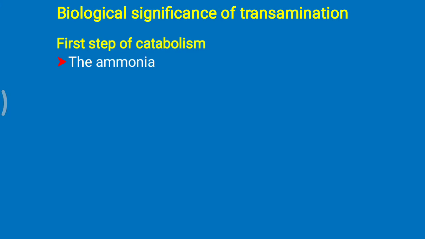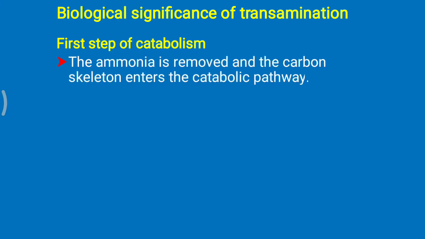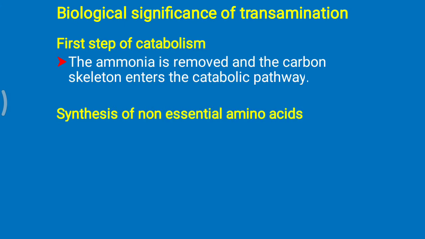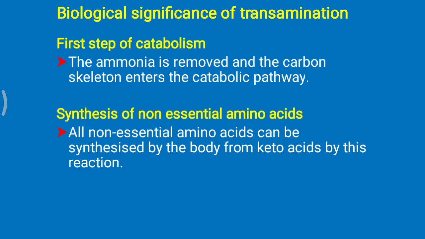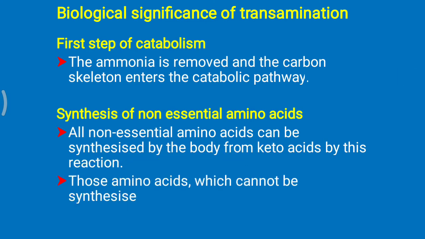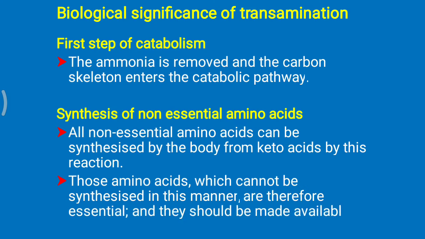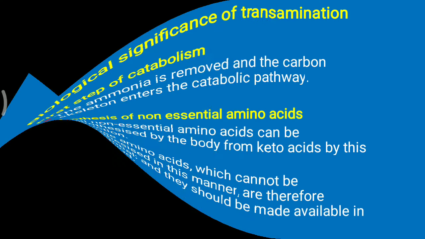Now, what about the biological significance of this transamination? It is considered the first step of the catabolism of protein. The ammonia is removed and the carbon skeleton enters the catabolic pathway. Next, synthesis of non-essential amino acids. All non-essential amino acids can be synthesized by the body from keto acids by this transamination reaction. Those amino acids which cannot be synthesized in this manner are therefore essential, and they should be made available in the food. So simply, for the formation of non-essential amino acids, the transamination reaction is utilized.